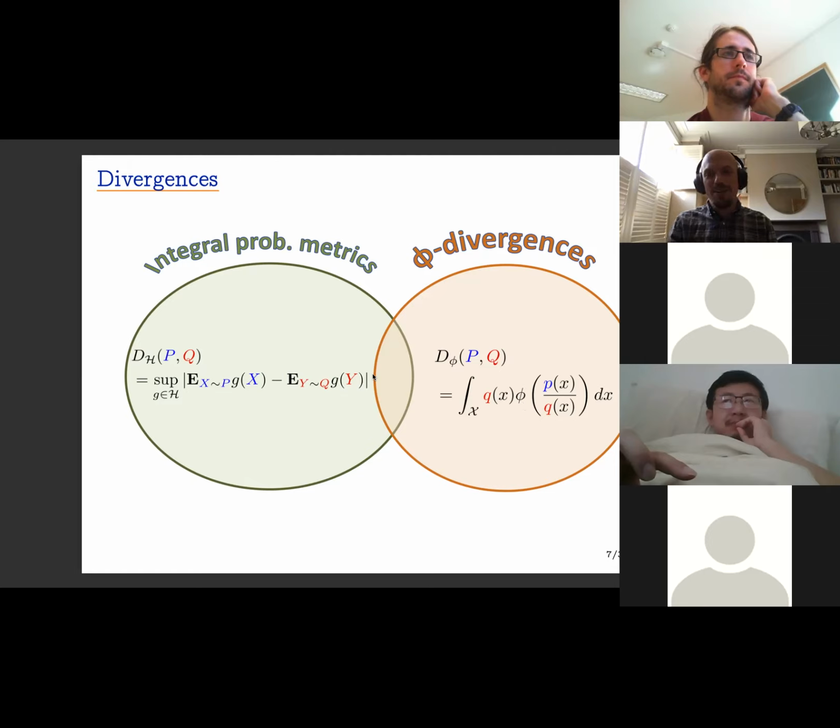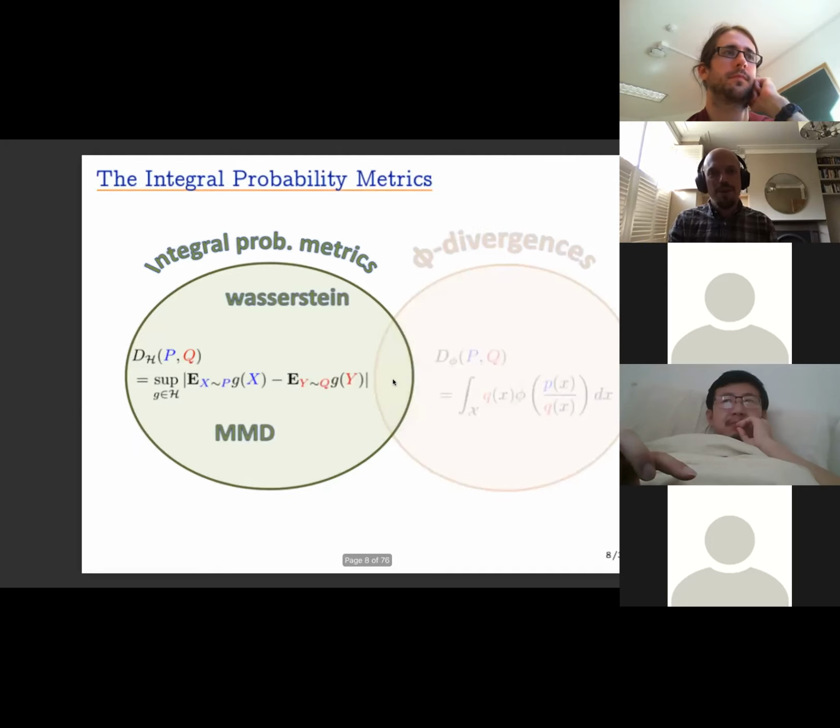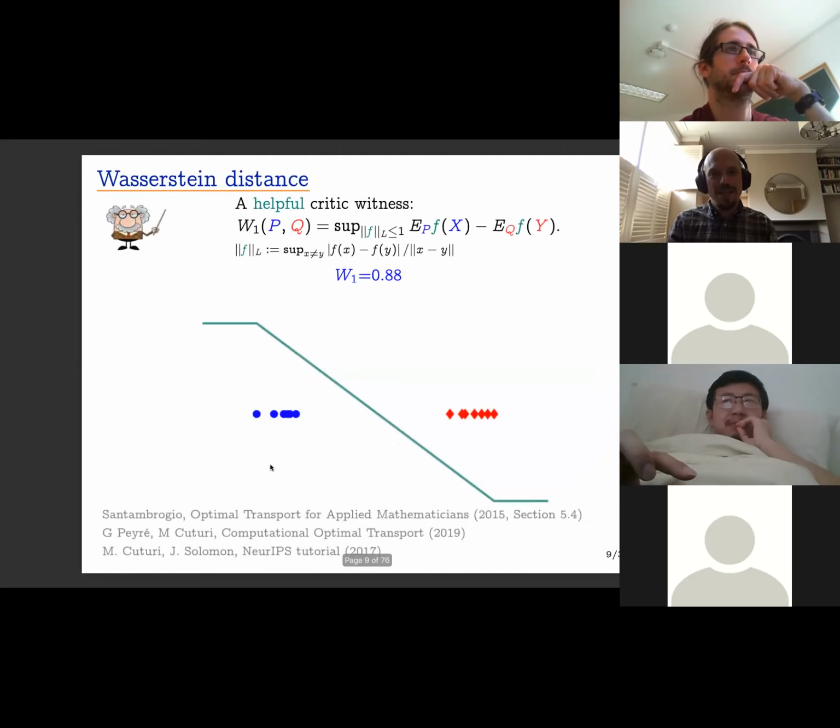The only non-trivial divergence that lives in this overlap is the total variation distance, so the L1 distance between P and Q. We're not going to worry about that for this talk, but I'm just going to alert you to that. All right. So let's start on the left with the integral probability metrics. These include the Wasserstein and MMD. So let's see what our function classes are for these.